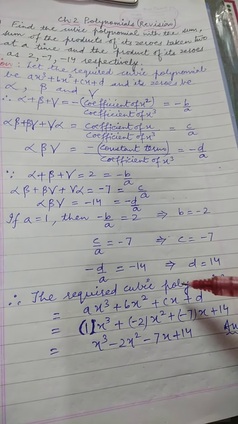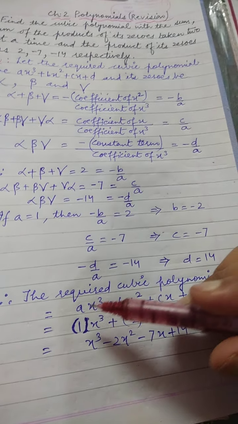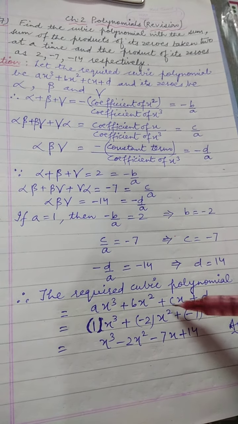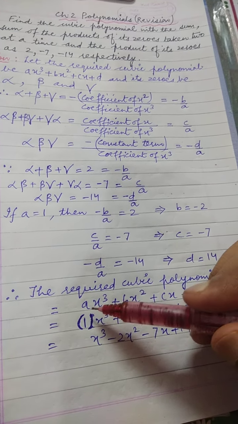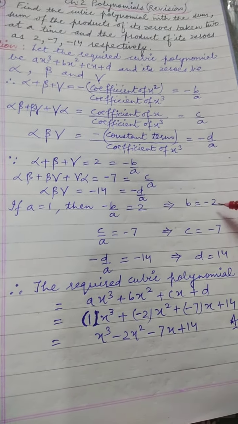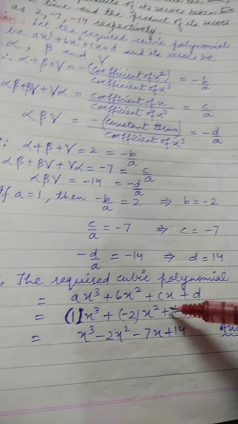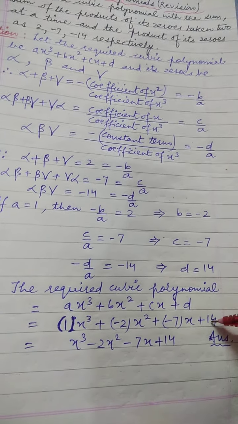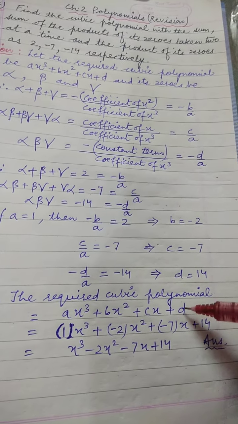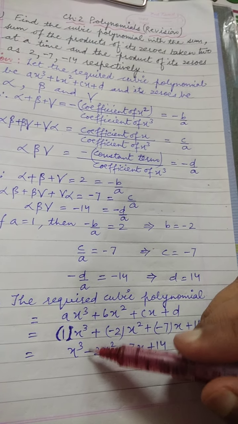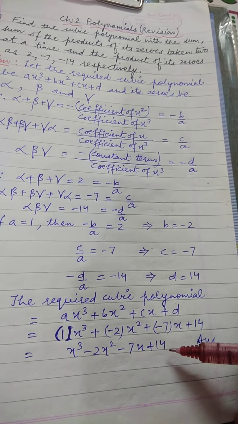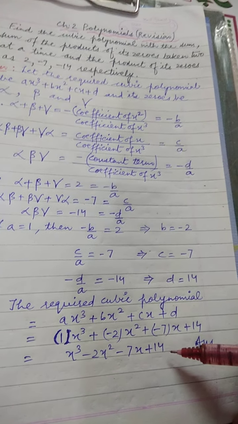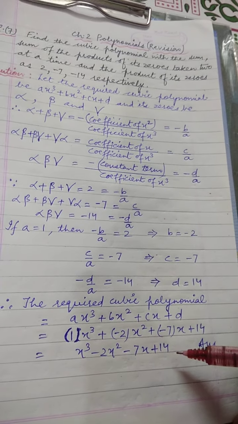Therefore the required cubic polynomial, that is ax cube plus bx square plus cx plus d, will be, putting the value of a as 1, b as minus 2, c as minus 7 and d as 14, x cube minus 2x square minus 7x plus 14. In this way we can find out the cubic polynomial. Thank you.